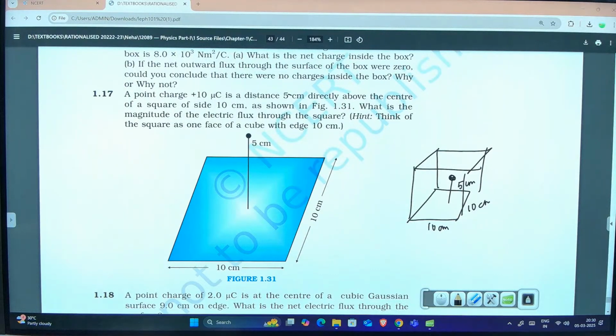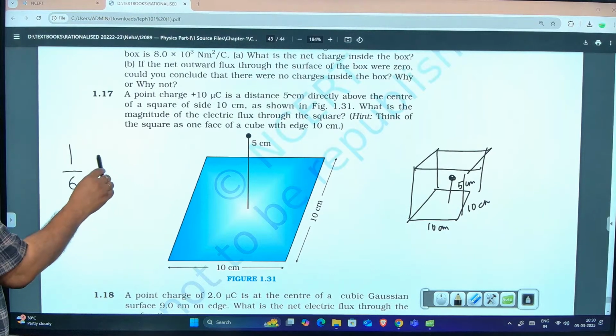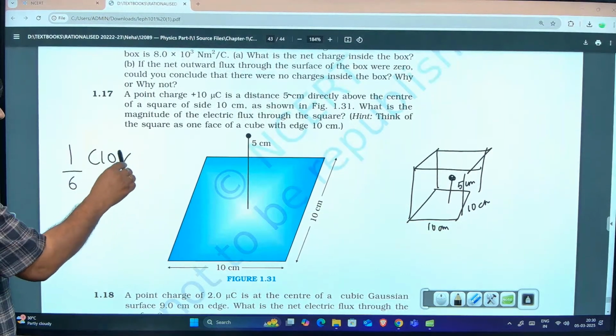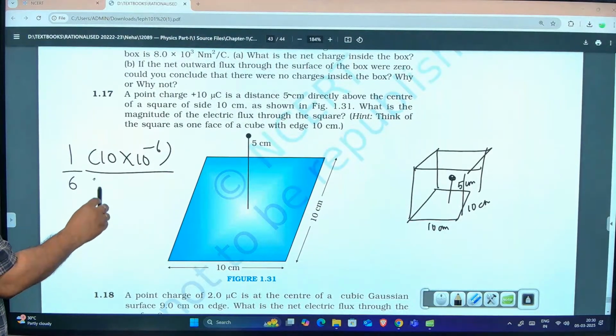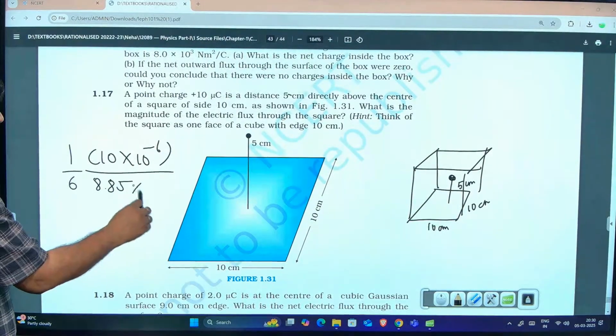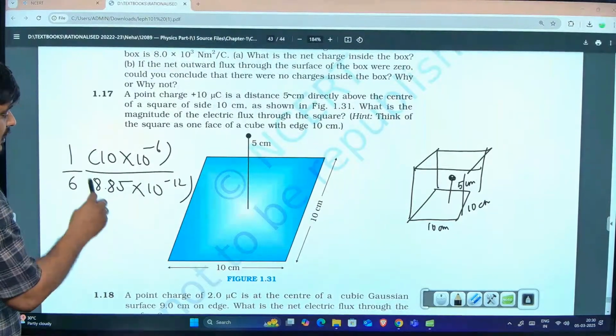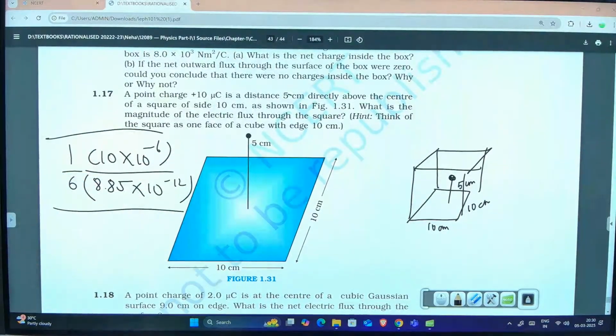I hope you are getting my point. So, the answer for this question will be 1 by 6 times of q is how much? 10 into 10 to the power minus 6, epsilon naught is how much? 8.85 into 10 to the power minus 12. When you solve, you will get the answer. Got my point?